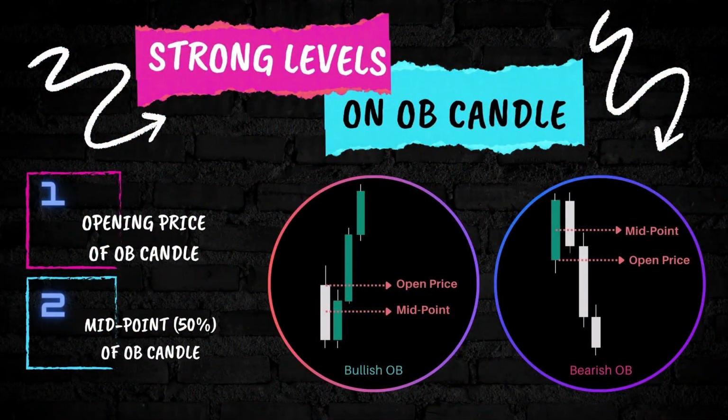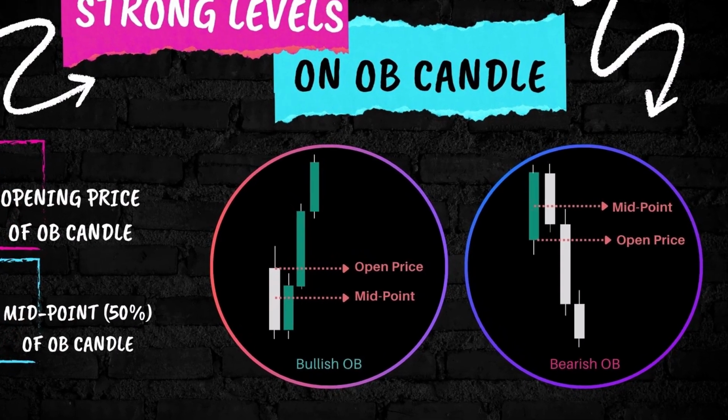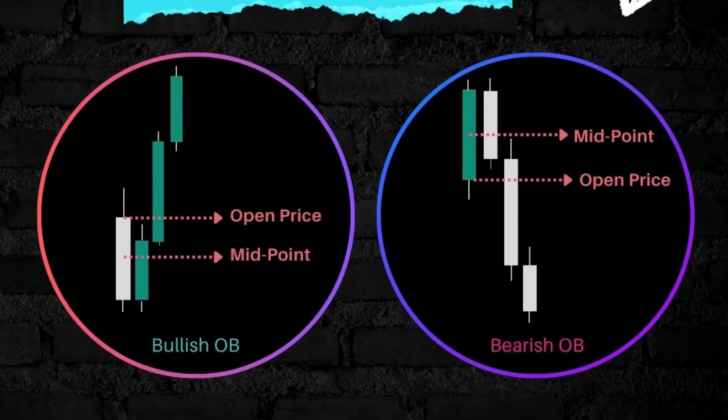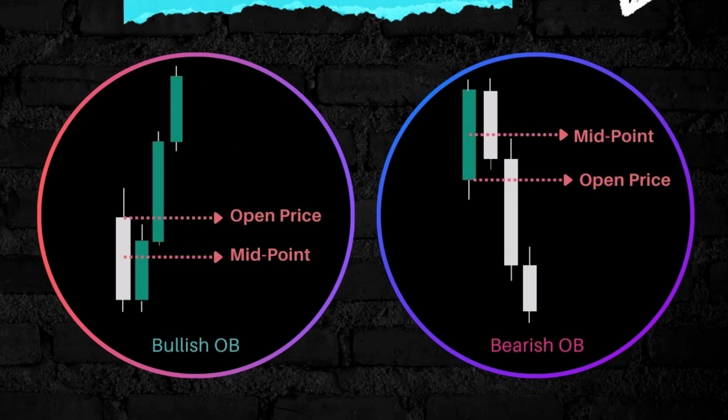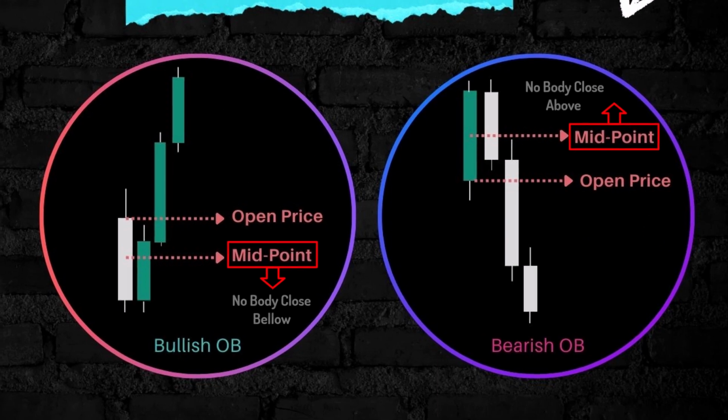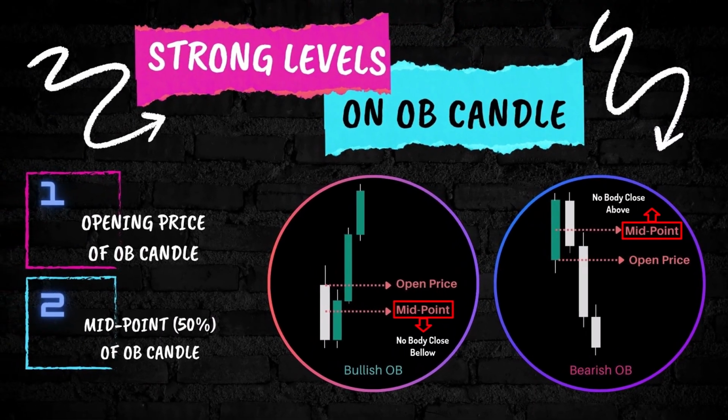Next point is that there are 2 price points in the order block candle which are more important and effective than other levels. The first one is the order block candle open price, and the next one is the midpoint or 50% of the order block. So, when price reaches the order block area, we can find out sooner whether the order block rejects the price or not by watching the reaction from these 2 levels. Also remember, if we expect our order block to be effective and reject the price, we don't want to see any body close below the order block midpoint.